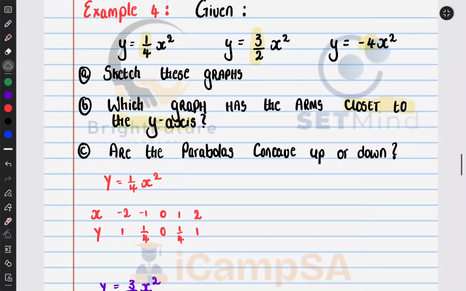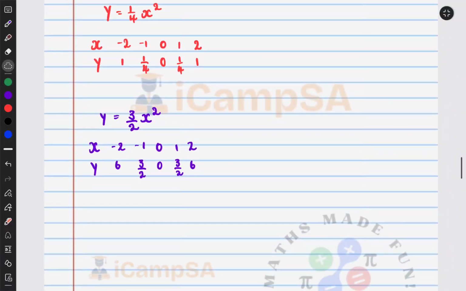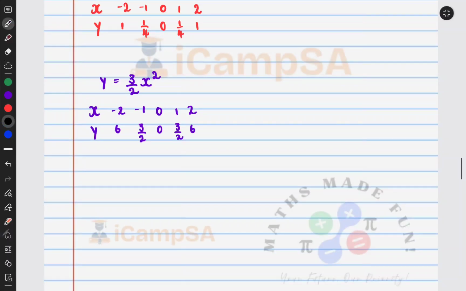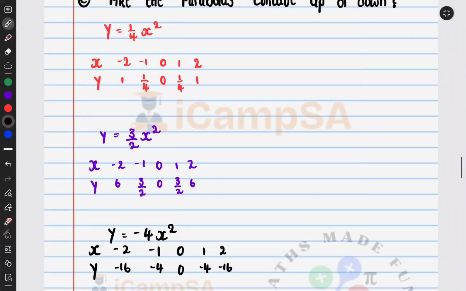Okay, let's find the values for the last function, which is y is equal to -4 x squared. We haven't done that one. So for the function y is equal to -4 x squared, x values, we're gonna go with -2, -1, 0, 1, and 2. Y values, I think it's gonna be -16 here. -4 times -2 squared, yeah, it's -16, -16, and then I have -4, 0, -4, -16.